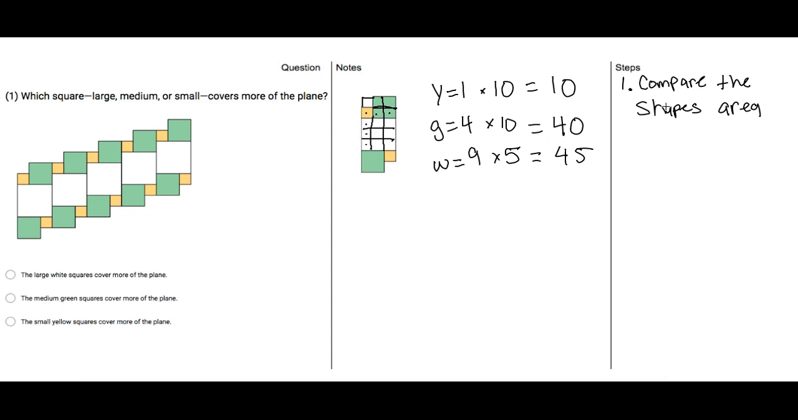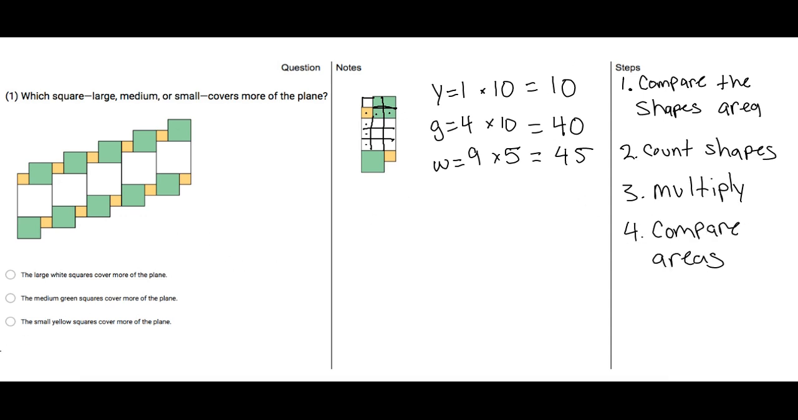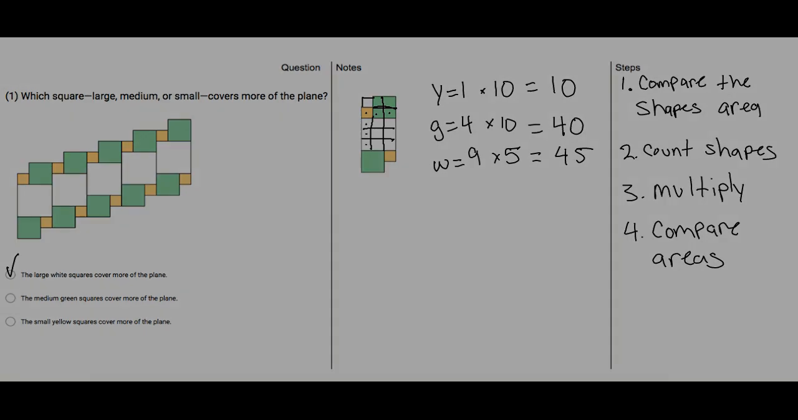So once we compare each shape's area, what we can do is we can count the shapes, and then we can multiply, and then we compare the areas. So in this one here, we know that the large white squares are going to cover more of the plane.